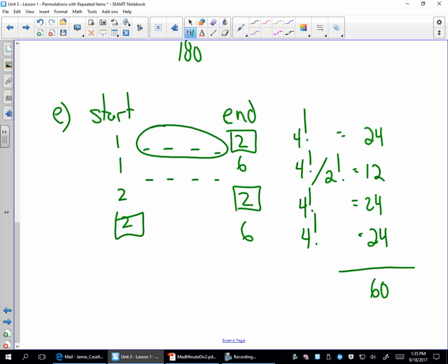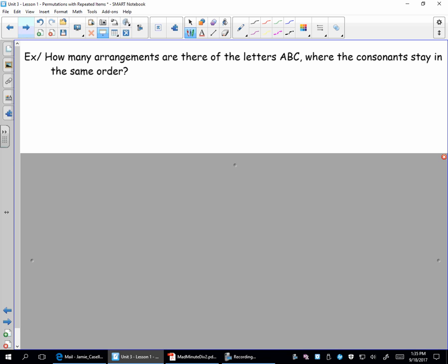Okay, last idea. How many arrangements are there of the letters A, B, C where the consonants stay in the same order? And we're going to do this with an example again. We're going to look at them. We're going to write them out. So I want the consonants to stay in the same order. So A, B, C, that's the same. Okay, that's our first one. Or B, A, C, the consonants are still in the same order. They're separated, but they're still in the same order. Or B, C, A. There's no other combination where we have the B followed by the C.